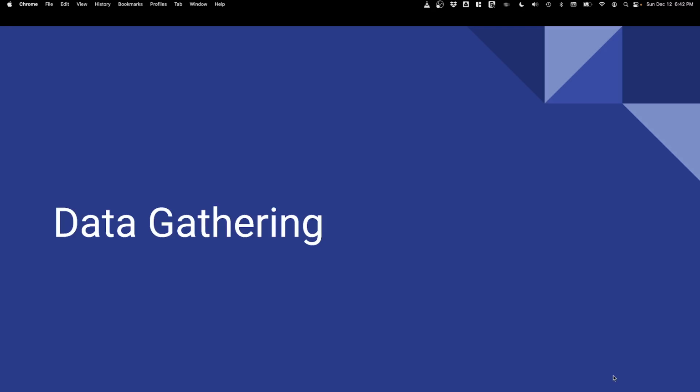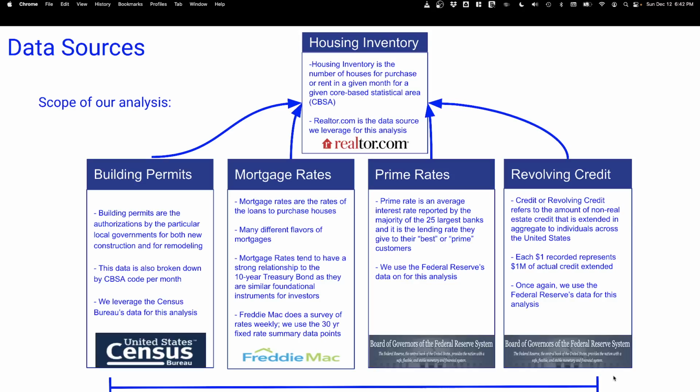So let's look at the data that was readily available to inform the ask with our subset of all available data. So what we looked at was, again, using housing inventory as a thing that we'd like to explain. Let's look at the building permits, the mortgage rates, the prime rates, and the revolving credit. And for that housing inventory, we looked at some historical data from Realtor.com.